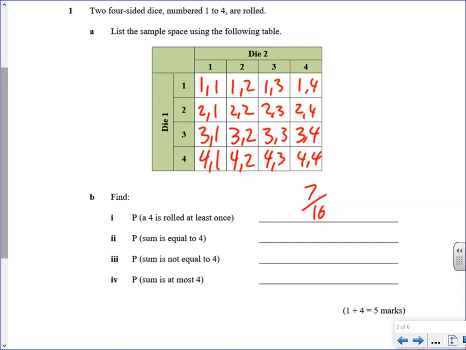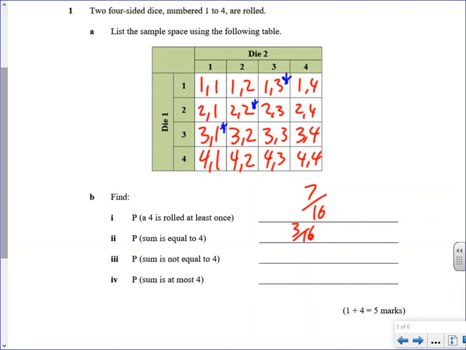Next is the sum is equal to 4. Basically we want to add up the two numbers that equal 4, which is 1 plus 3, 2 plus 2, and 3 plus 1. There's no other options, so it's going to be 3 over 16.